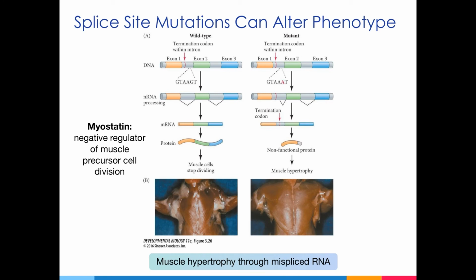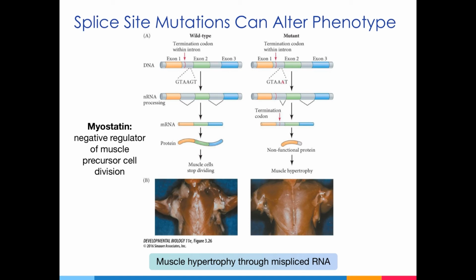Recall that mutations within introns can affect gene expression, and that's because introns can have regulatory sequences. They can contain enhancers, silencers, promoters, insulators. So a mutation within an intron can cause a gene to either be expressed when it should not be or not be expressed at all.